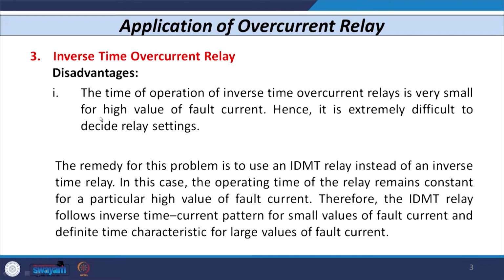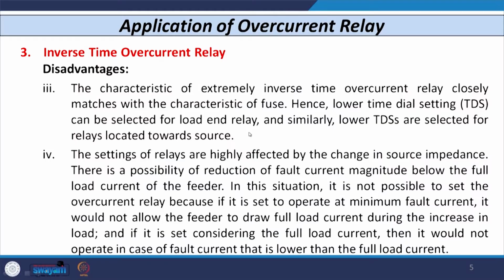As I told you earlier, this relay has 2 types of setting, one is the plug setting and the other is the time dial setting. The remedy for this problem is to use the inverse definite minimum time delay relay instead of the inverse time overcurrent relay. This IDMT relay is a combination of the inverse time overcurrent relay and the definite minimum time delay relay. For a low magnitude of fault current, the relay acts as an inverse time overcurrent relay, so the time of operation is inversely proportional to the magnitude of fault current, and for a very high magnitude of fault current, the relay acts as a definite minimum time delay relay. So this is how the IDMT relay works.